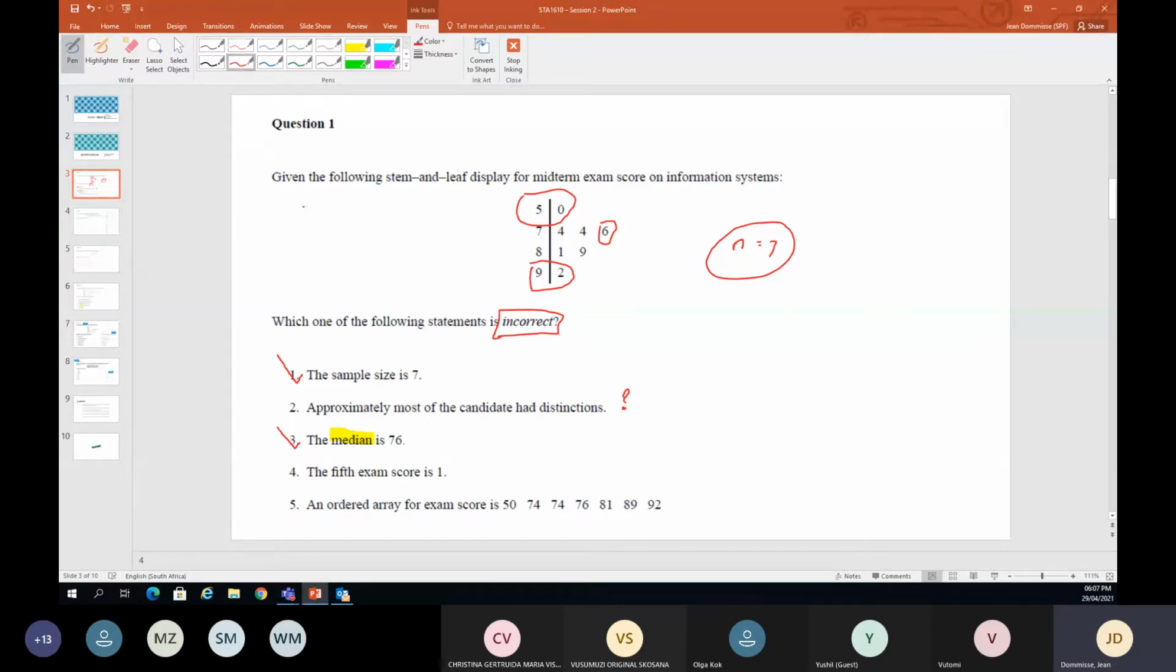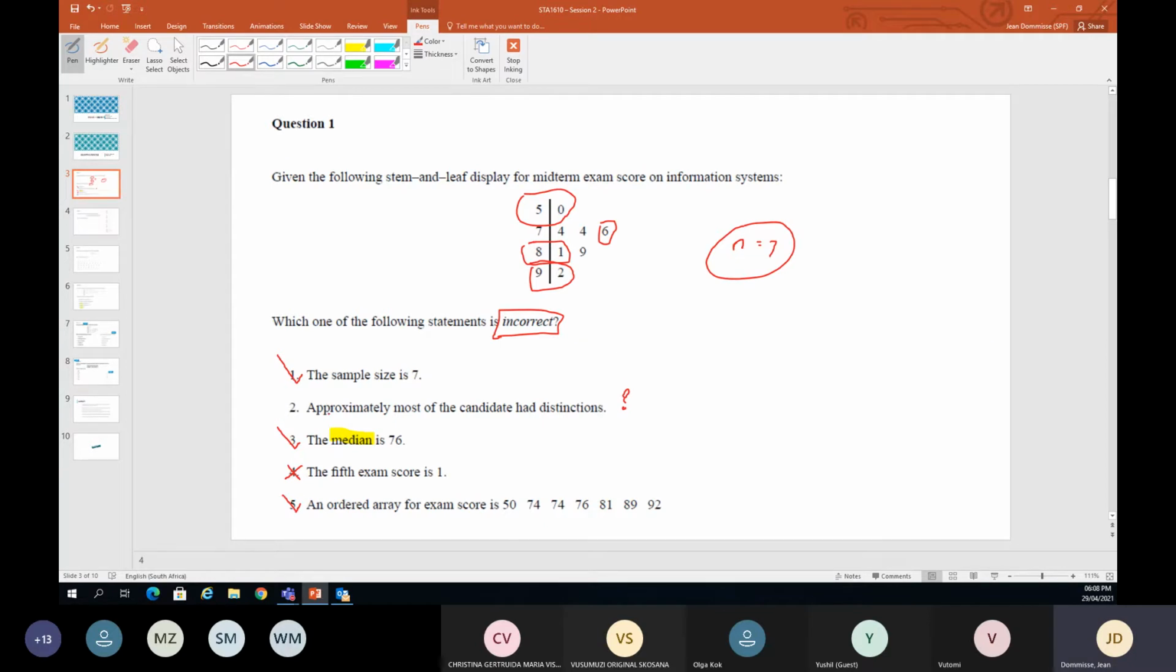Let's then look at: the fifth exam score is 1. 1, 2, 3, 4, 5. So what is your fifth exam score? Anyone that wants to say? 81. Cool, 81. So it is not 1, it is 81. So that one is wrong. If I needed to order it, it would have been 50, 74, 74, 76, 81, 89, 92. So that is also correct.